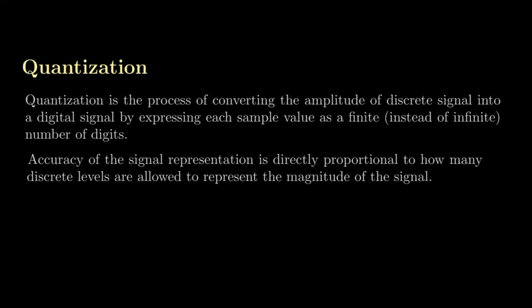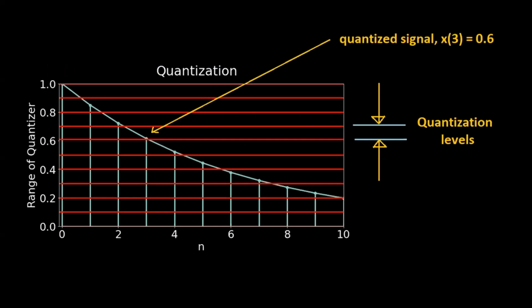The next step after sampling is quantization. In quantization, we convert the amplitude of the sampled signal into a finite set of levels. The reason for quantization is that the amplitude of a discrete signal may have infinitely precise values after the decimal point. For example, at time equals 1 second, the value might be 0.7999867, and so on.